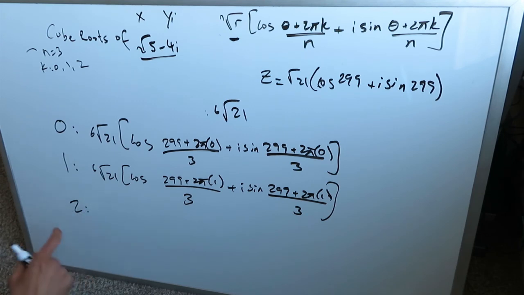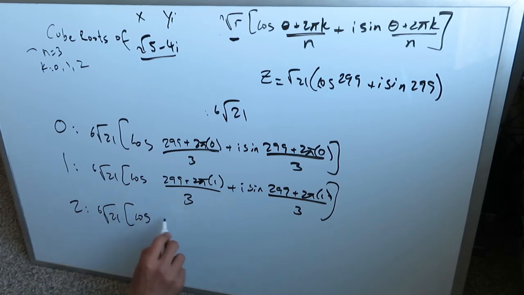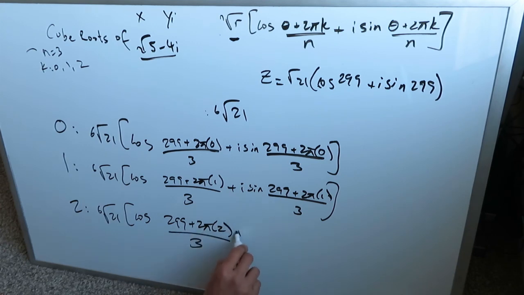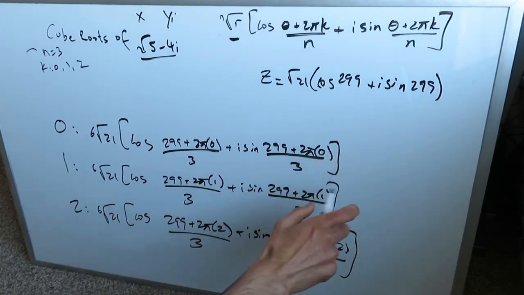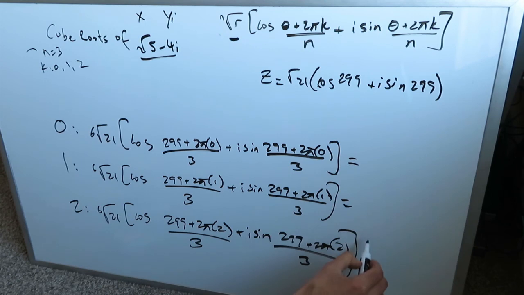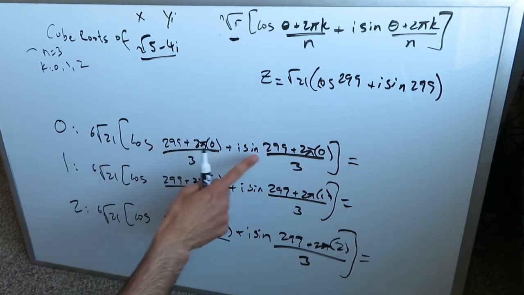And our last term, which is k value of n minus 1, which is 2, is the 6th root of 21 times cosine of 299 plus 2 pi times 2, the k value, divided by n, which is 3, plus i sine of 299 plus 2 pi times 2 over 3. We're not actually going to solve this out because you can do that by a calculator. I'm just curious to see what these angles will be.